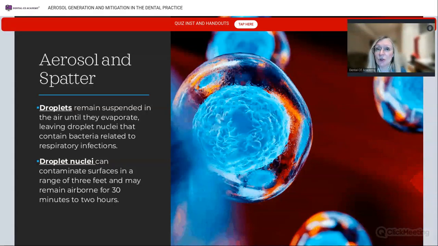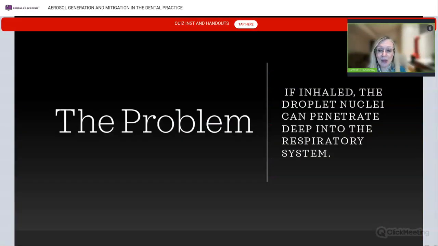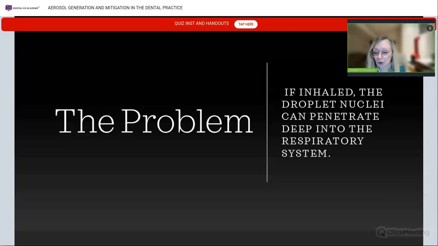Now, droplets and droplet nuclei are sequentially the next smaller particles. We said droplets can remain suspended in the air until they evaporate, and when they evaporate, they become droplet nuclei. So droplet nuclei are highly condensed droplets, and they are usually highly pathogenic, and they can contaminate surfaces in a range of 3 feet and may remain airborne for 30 minutes up to 2 hours, and some say even longer. The problem, again, is that if we inhale these particles, and we do, the droplet nuclei can penetrate very deeply into the respiratory tract.